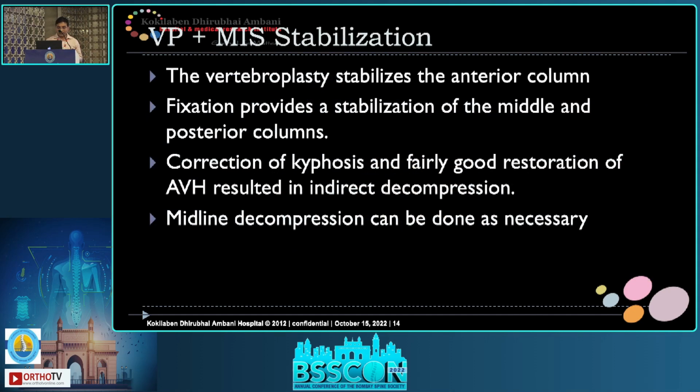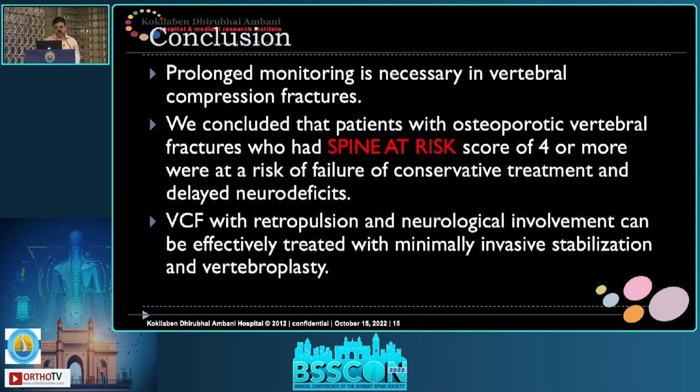also gives excellent results. So, as we saw, the vertebroplasty stabilizes the anterior column, and the fixation provides stabilization of the middle and the posterior column. So, prolonged monitoring is necessary, and we identify the spine at risk signs in these patients, and patients who are fit with less comorbidities, we can go ahead with the vertebral column resection and stabilization. Patients with more comorbidities, my choice of treatment is vertebroplasty and MIS stabilization. Thank you.